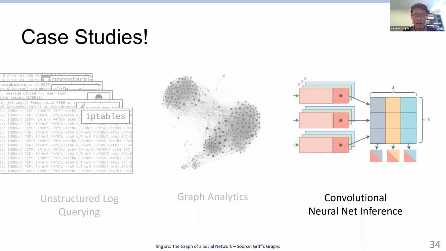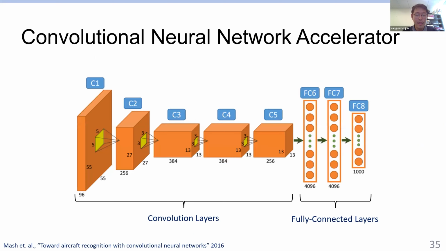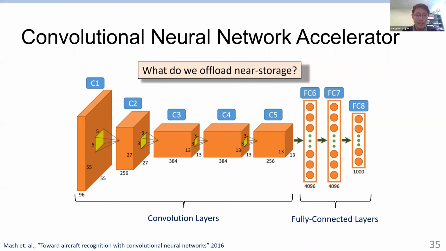And I'm going to spend just a little bit more time talking about our ongoing work on convolutional neural net inference in the near storage accelerator. At this point, I'm sure I don't have to preach to the choir about the importance or the structure of neural networks. But I'll reiterate that typical convolutional neural networks are composed of multiple things, including convolution layers on the left, which scan a small filter, in this example 5 by 5, over the input data, and fully connected layers, which are basically matrix to vector multiplications.